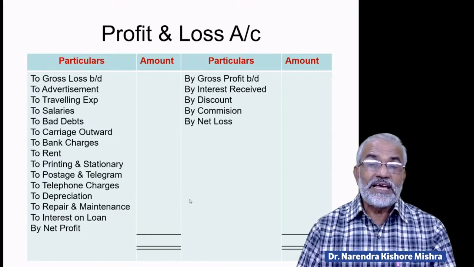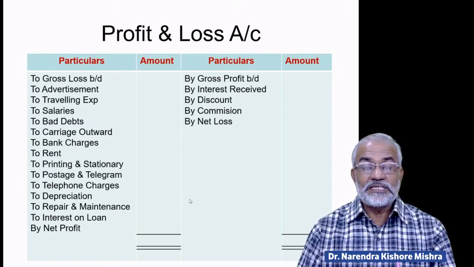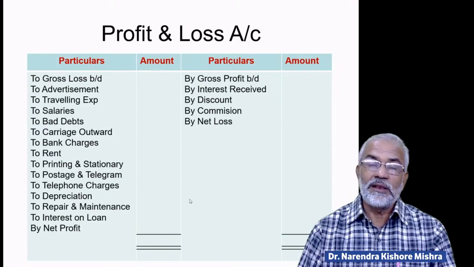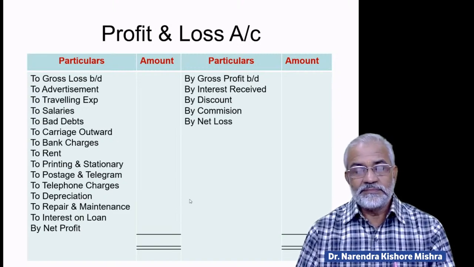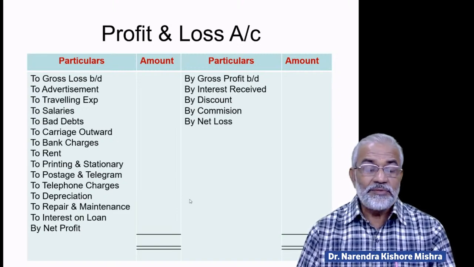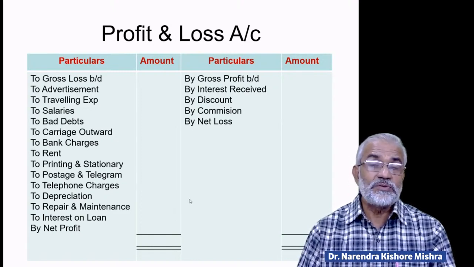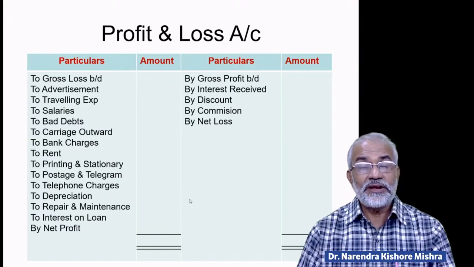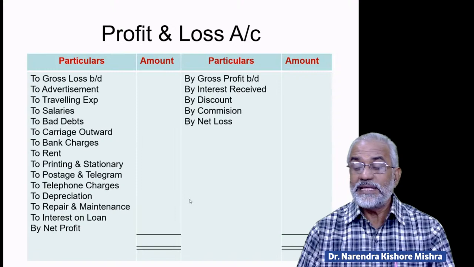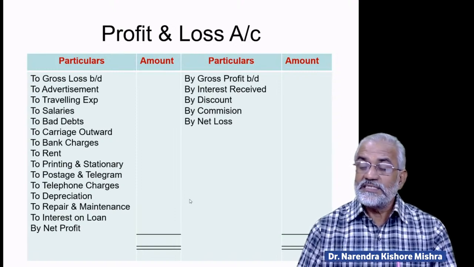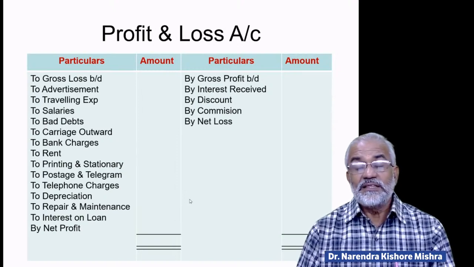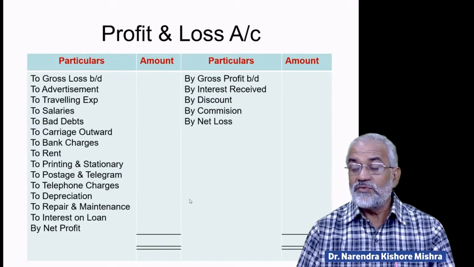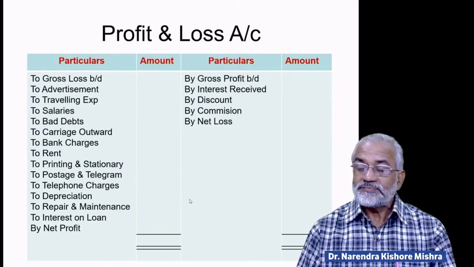So while preparing the financial statements like profit and loss account and balance sheet, we must be very much careful about the revenue and non-revenue items, or capital and revenue items, recurring items or non-recurring items. Recurring items will be appearing in the profit and loss account, and non-recurring items of expenditure will be appearing in the balance sheet. So this is the importance of the concepts and conventions in the preparation of the final accounts or the financial statements.